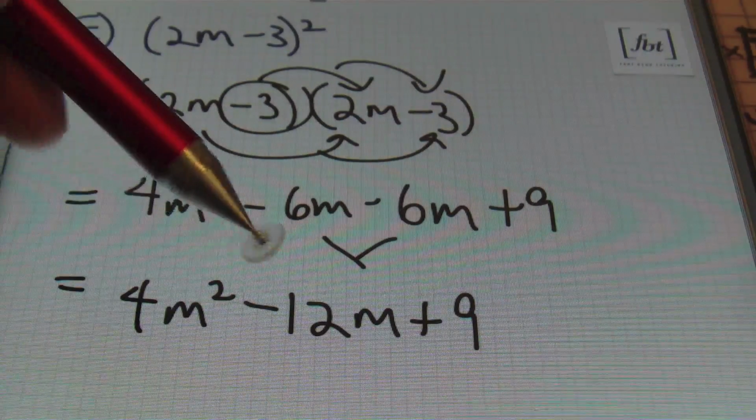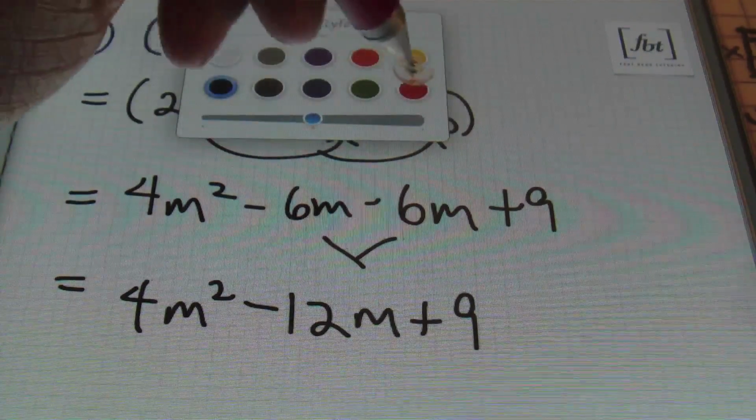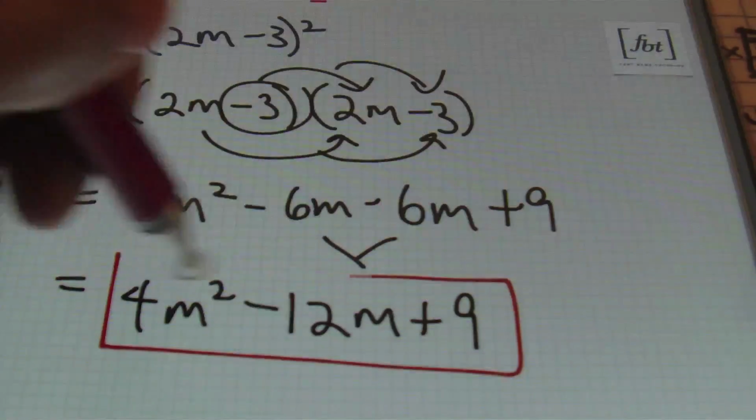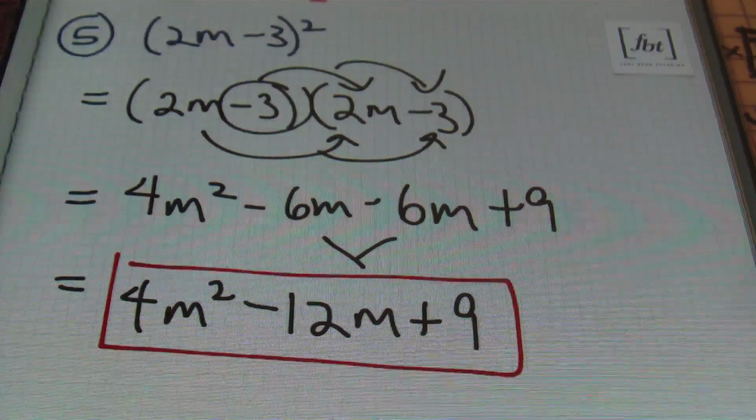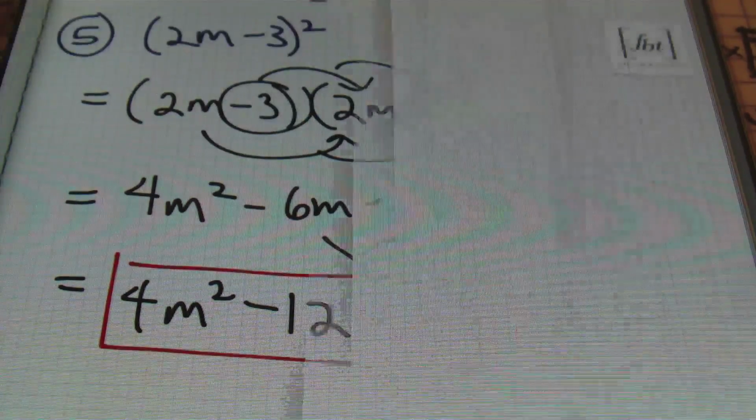So we have 4m squared minus 12m plus 9 as your result. And that's it. Let's go ahead and put a box around that. So next, let's look at problem number 6.